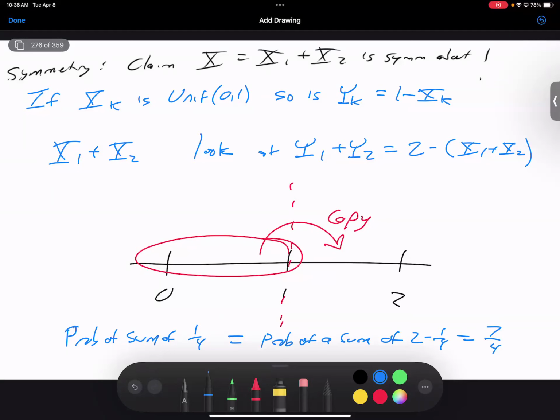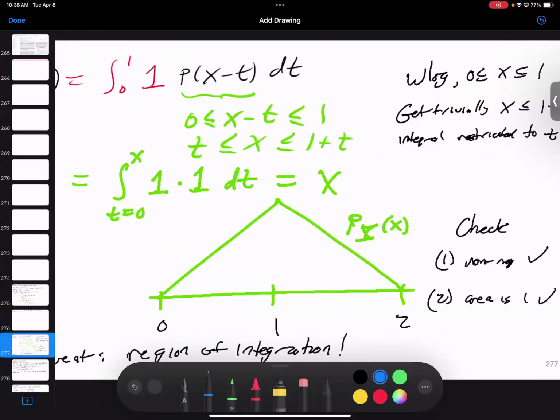If you don't see this, not a big deal. You just have more integration to do, more sums to do. You have to break things up into cases. But what I'm saying is, if I can understand what's going on between 0 and 1 for the sum, I can figure out what's going on from 1 to 2. Okay? All right.